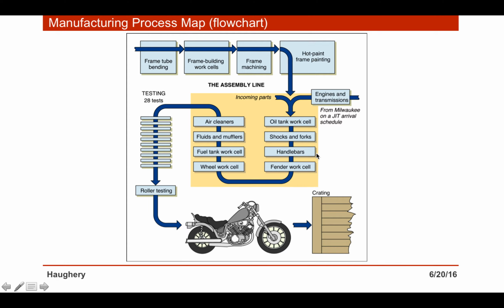A manufacturing process map, which you might see as well. This is another variation of a flowchart. Kind of more of a graphical, more of a pictorial version. Still showing a flow of a process and how things flow and how things are inputted and put into the process. This is an interesting example.